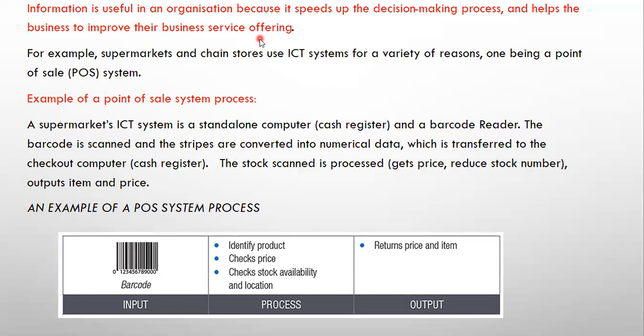Like your data could be what items are being sold in a shop, and when you process it, you will see which items sell fast and which do not sell fast. And that will help you to make business decisions.